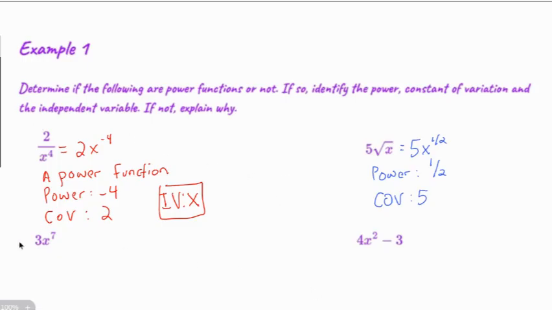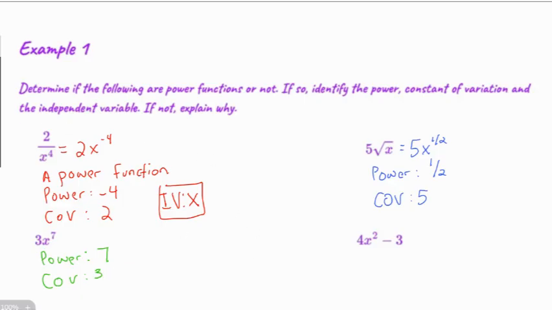All right, so then we got 3x to the 7th. So is a polynomial a power function? The answer is sometimes. In this case, it is. So our power is 7, and our constant of variation is 7. No, just kidding. It's 3.